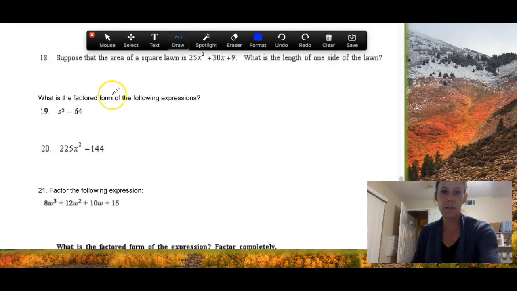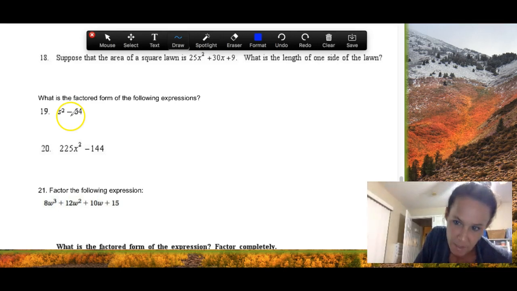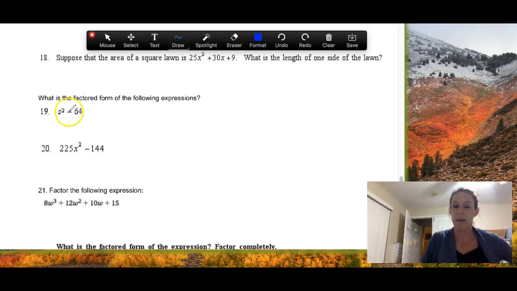Let's see, what's the factored form of the following expressions? Now we're getting into special things. We've got the difference of perfect squares here. Check it. Anytime you see two terms, you should think difference of perfect squares. Check and see if that's a minus sign. If that's a plus sign, I'm stuck. It's a minus sign, so I have the difference of two perfect squares. That's a perfect square, that's a perfect square. It is 8 squared.